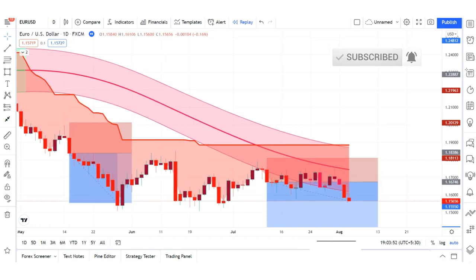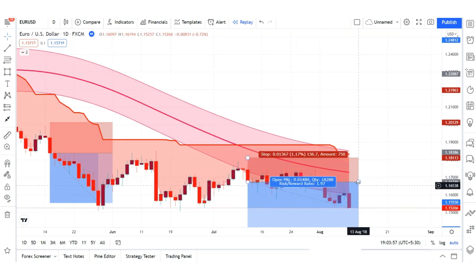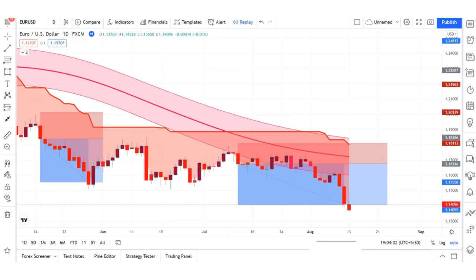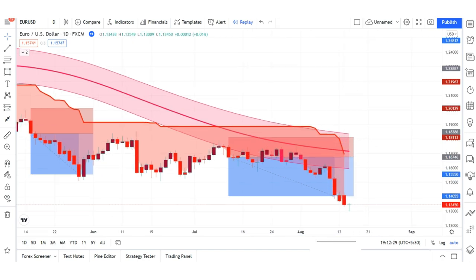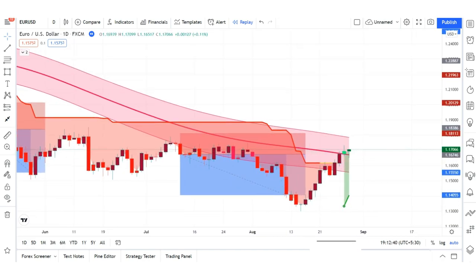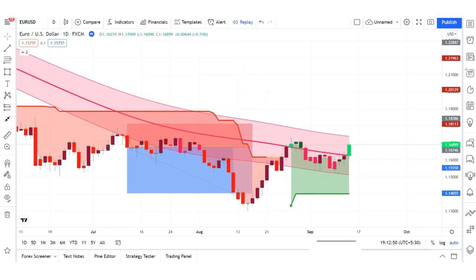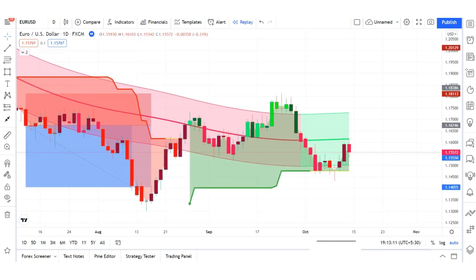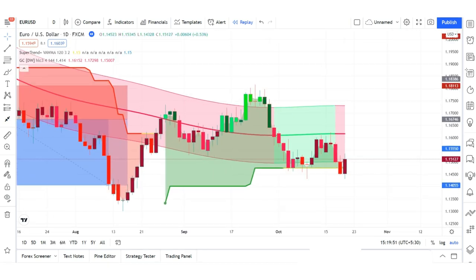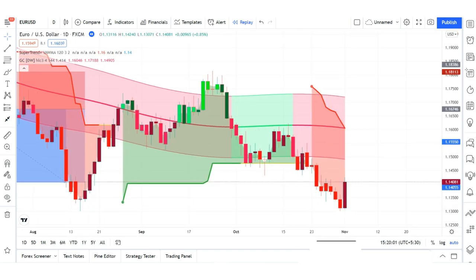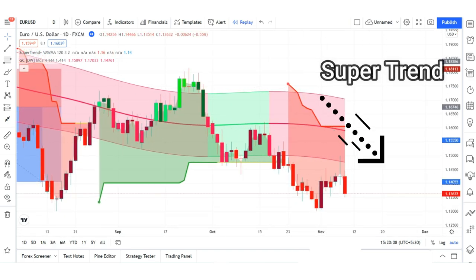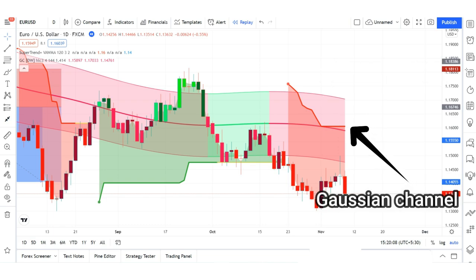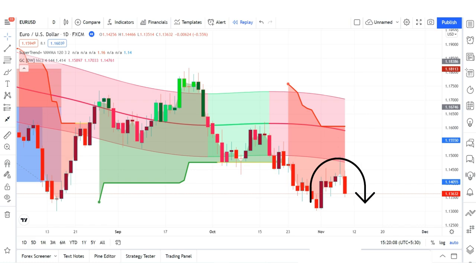Our trade is running in profit. We have won the trade. Let's find the next trade. The Super Trend changes into a downtrend. The Gaussian channel is red in color and also there is a U-turn in the market. So all our conditions are being fulfilled, so we place an order to sell.